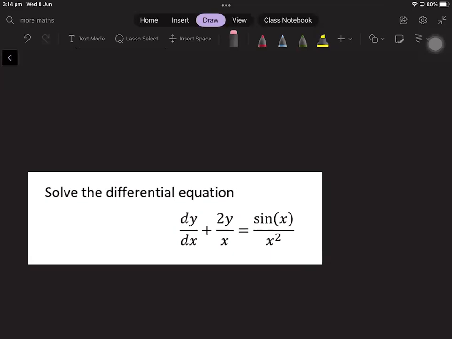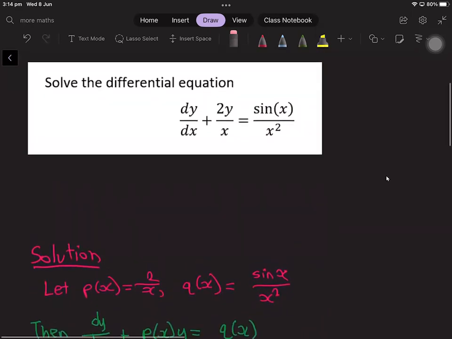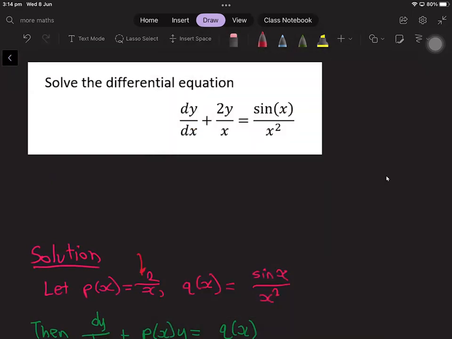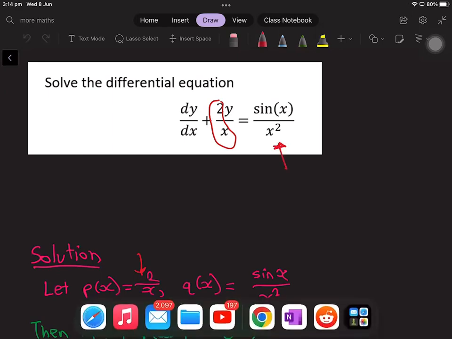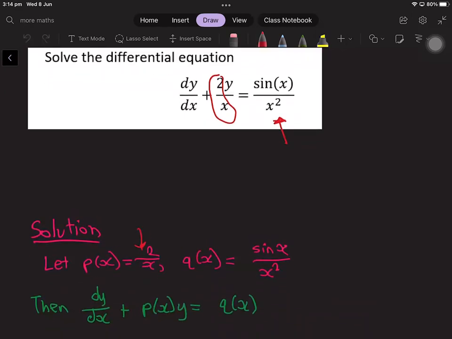Okay, let's have a look at the solution now. So firstly, I'll make p of x equal to 2 over x. So that's the 2 over x over here, and I'll make q of x equal to the sine of x over x squared. So this means that dy over dx plus p of x y is equal to q of x.